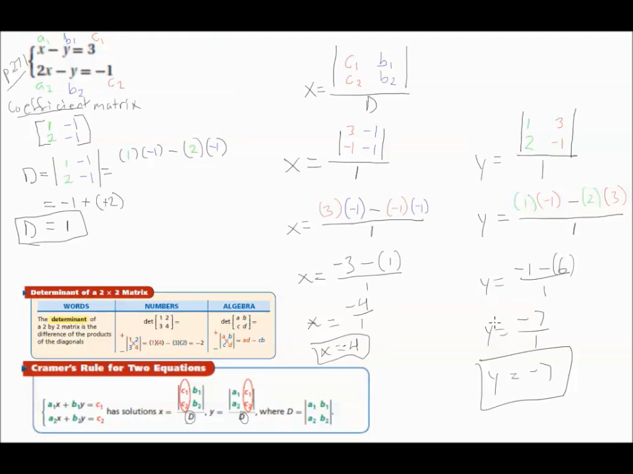My final solution, like with the systems that we solved previously, should be an ordered pair. So my solution is negative 4, negative 7. And we can plug those back in and find that they do actually work as a solution.